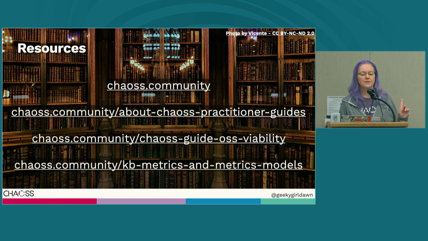Before I wrap up, let me just leave you with a summary of a few resources you might find useful. The presentation had links to specific resources, so I encourage you to have a look at those. But these links are good starting points for practitioner guides, viability, and our metrics. The CHAOSS Project has tools and metrics models for measuring all aspects of project health and sustainability, not just the ones that I've talked about here. And anyone's welcome to join us. And you can find our meeting calendar and links to our community from these links, in particular that top one.